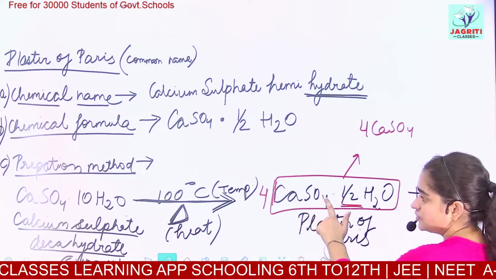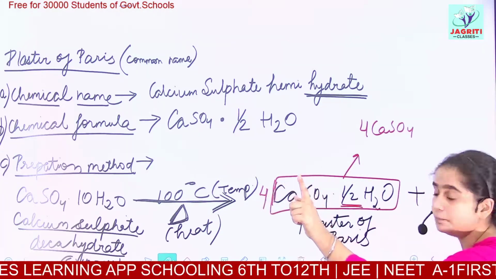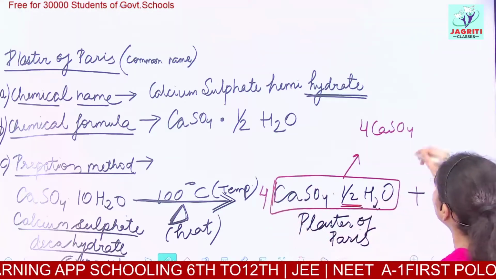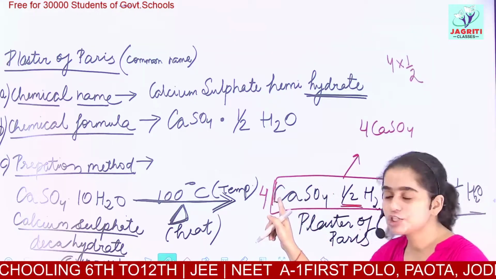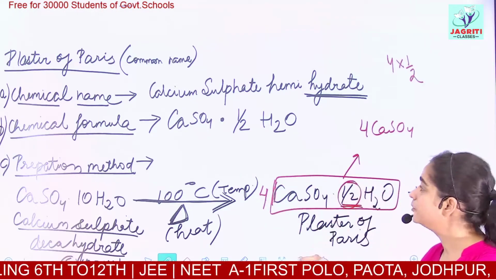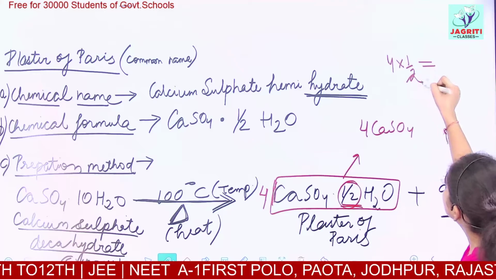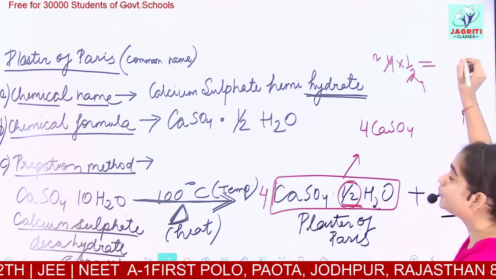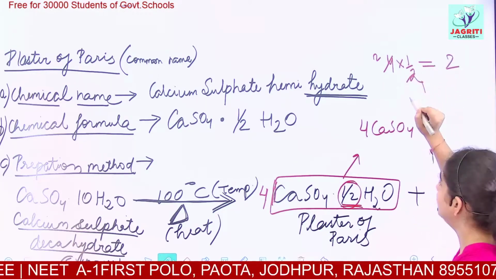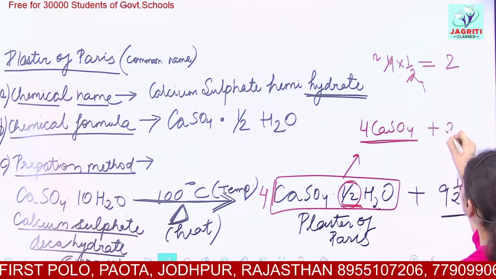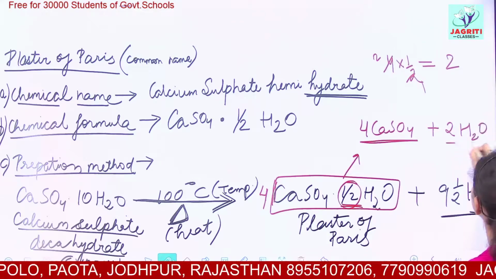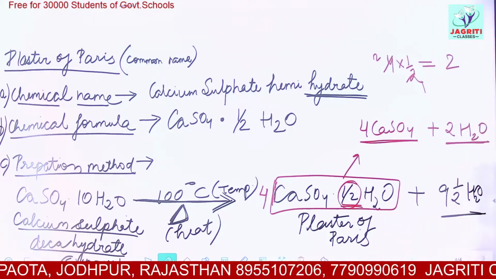Here calcium sulfate molecules are 4 in number. And what about water? For water, as I have already told in balancing, we multiply the coefficient with this number, half. So 4 into 1 by 2: 2 twos are 4, so we get 2 here. That means with 4 calcium sulfate molecules, we have 2 water molecules attached in the form of crystalline water.